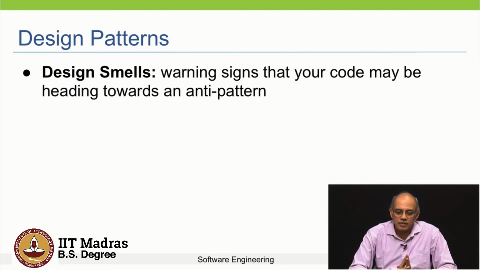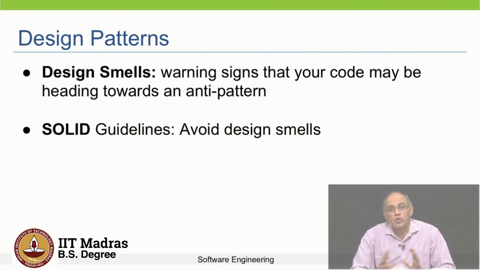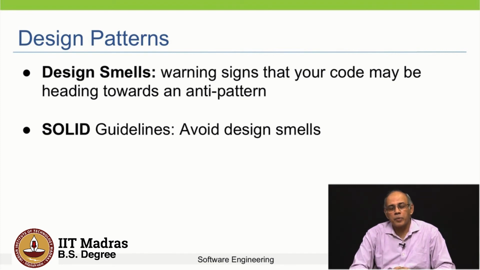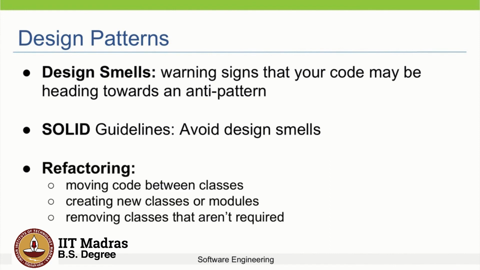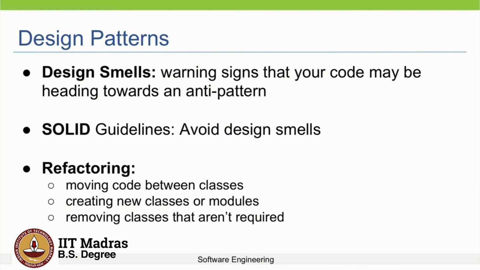A key way to avoid such design smells is to follow effective guidelines of software architecture. These are known as the SOLID guidelines, which we will discuss in upcoming videos. SOLID is basically an acronym. S stands for single responsibility, O stands for open closed and so on. We will see all these details as we go along. When you see that there are design smells in your architecture, moving back towards a good design process is known as refactoring. Refactoring a design involves moving code between classes, creating new classes and modules, or removing classes that are not required. We will see how we can refactor code using the SOLID guidelines as we go along.